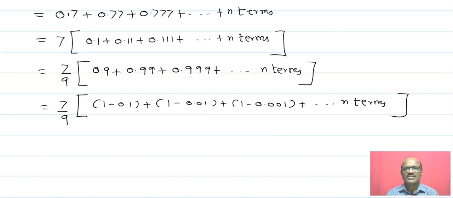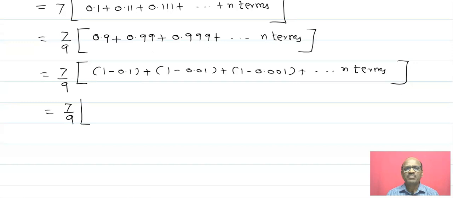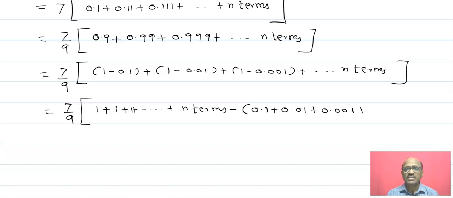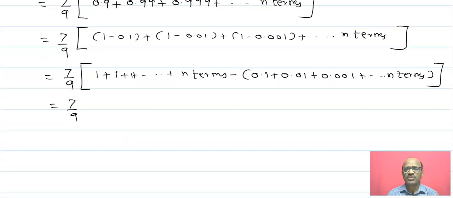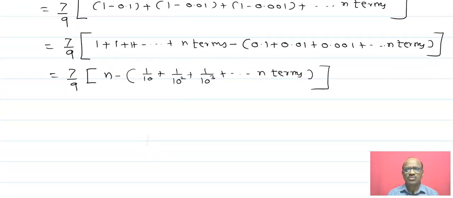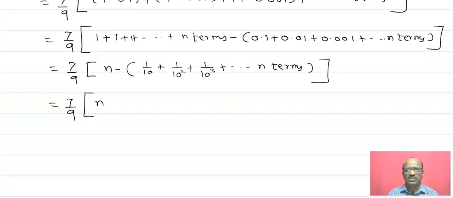That is equal to 7 upon 9, and 0.9 can be written as 1 minus 0.1 plus 1 minus 0.01 plus 1 minus 0.001 up to the n terms. It is written in this manner: 1 plus 1 plus 1 up to the n terms minus 0.1 plus 0.01 plus 0.001 up to the n terms. Therefore 1 plus 1 plus 1 up to the n terms means what? 1 into n, that is n. Minus, 0.1 means what? 1 upon 10. 0.01 means what? 1 upon 10 square. 0.001 means what? 1 upon 10 raised to 3, up to the n terms.